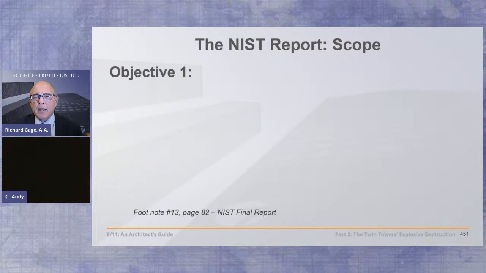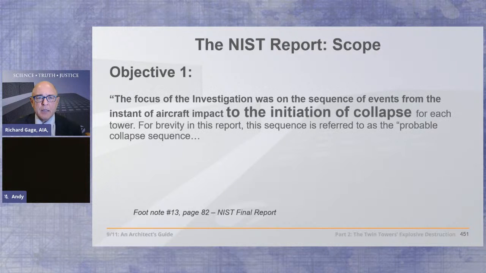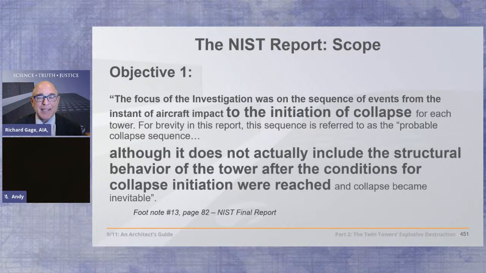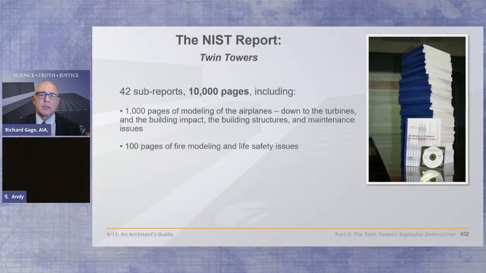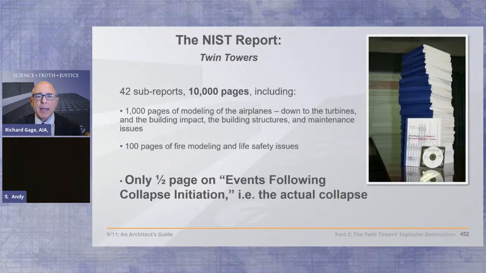But NIST had apparently their own objective hidden in footnote 13 on page 82. The focus of the investigation was on the sequence of events from the instant of aircraft impact to the initiation of collapse. What? You stopped at the initiation of collapse? It doesn't actually include the structural behavior of the tower after the conditions for collapse initiation were reached. Wait, you spent $20 million of our taxpayer money having been tasked to explain the actual collapse, and you stopped before the collapse began? 10,000 pages? 1,000 pages modeling the airplanes? And only a half a page on the events following collapse initiation?